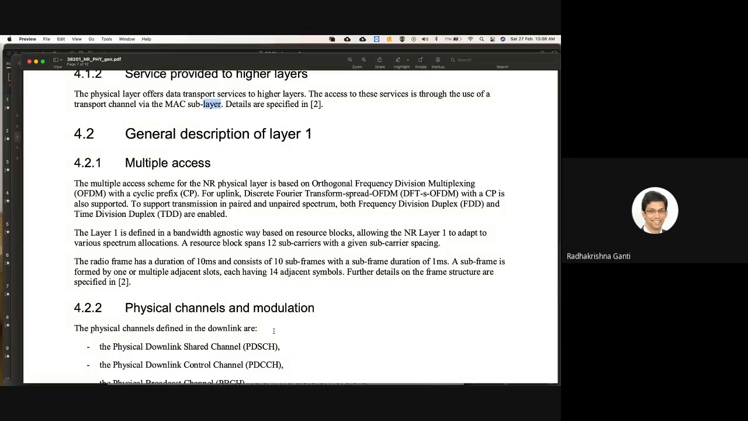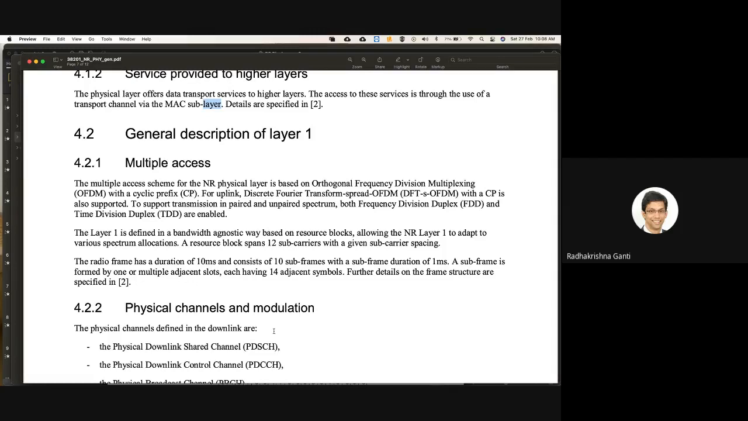Since this is the first document, I'm going to read this a little bit. This is a very high-level description. The multiple access scheme of the physical layer is based on orthogonal frequency division multiplexing with a cyclic prefix. For uplink, you can also use DFT-spread OFDM. Both FDD and TDD are supported. So it's just giving a high-level general description of layer 1, which is the physical layer.